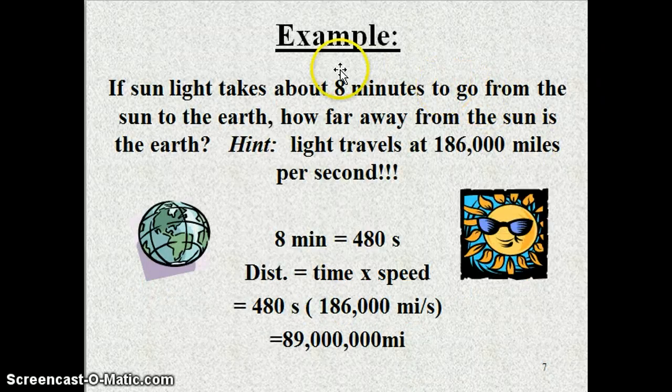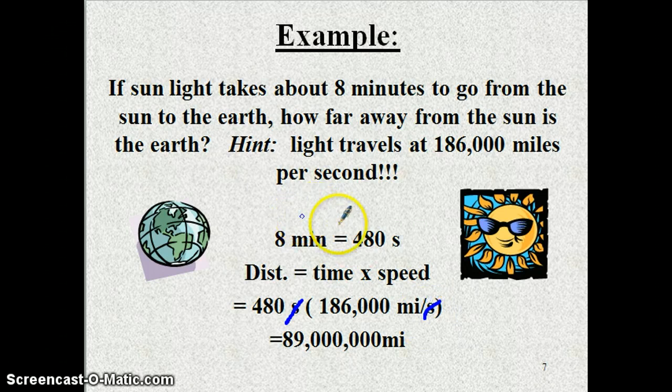Quick little example. I don't know if you've ever heard the tidbit that it takes 8 minutes for sunlight to go from the sun to the earth. I might have mentioned this in class the other day. Light travels at a ridiculous speed of 186,000 miles per second. In order to solve for the distance between the sun and the earth, with the rearranged formula, distance equals time multiplied by speed, if you write your quantities here, 186,000 miles per second, you see that the time better be in seconds because that's the only way that these units will cancel out and you'll be left with miles.